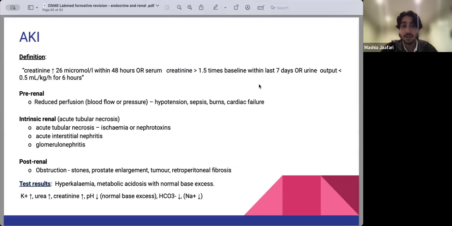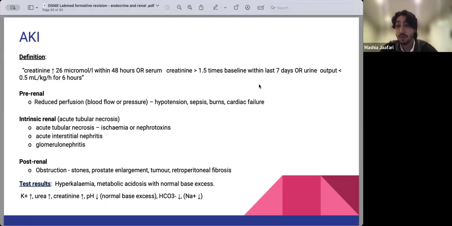Intrinsic renal is basically things that are affecting the kidney itself directly. So the most common thing is acute tubular necrosis, which is usually caused by either ischemia or nephrotoxins. I used to be a bit confused about this because I thought ischemia causes pre-renal AKI. So the way you should think about it is if you get low blood flow to the kidney, initially you get this pre-renal AKI, the kidney compensates a little bit, the RAS system gets activated, it tries to maintain blood flow to itself.